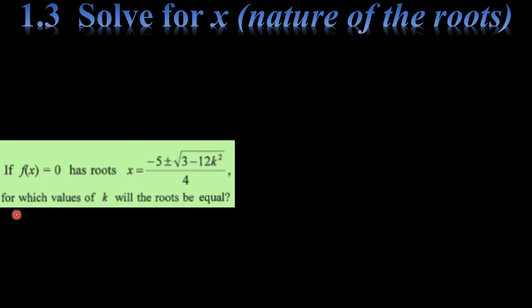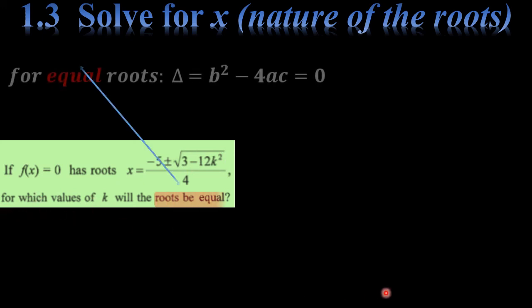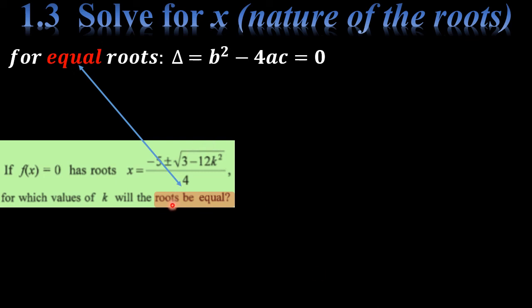Okay, so the question says, for which values of k will the roots be equal? Firstly, for roots to be equal, it means the discriminant must be equal to 0, and the discriminant is given by b squared minus 4ac is equal to 0. Okay, these are equal roots. You write it for equal roots, then the discriminant. And remember, for non-real roots, the discriminant is less than 0. It must be less than 0.